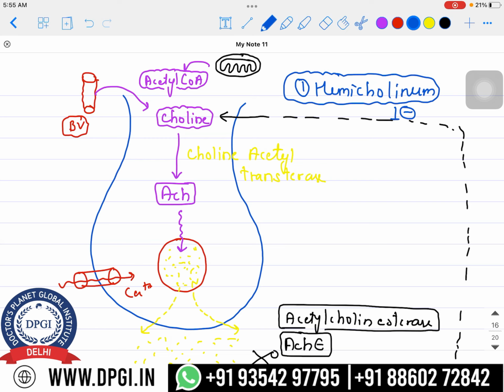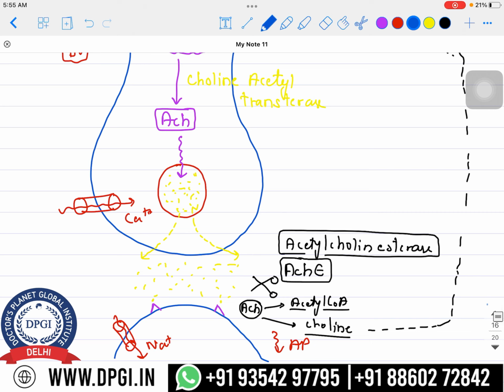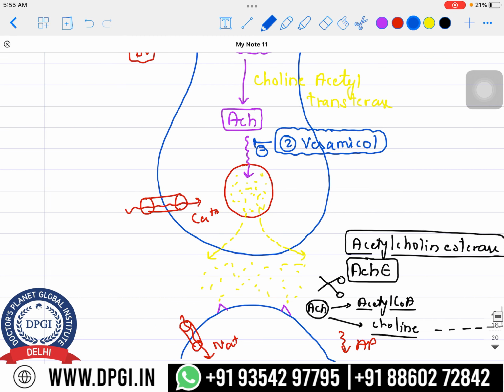Then we have a second drug over here, that is vesamicol. What vesamicol is doing: this acetylcholine was going into the presynaptic vesicle. So vesamicol is stopping or inhibiting this entry over here, so acetylcholine will not be able to go into the presynaptic vesicle. The third drug which I'm going to introduce over here is the aminoglycosides.